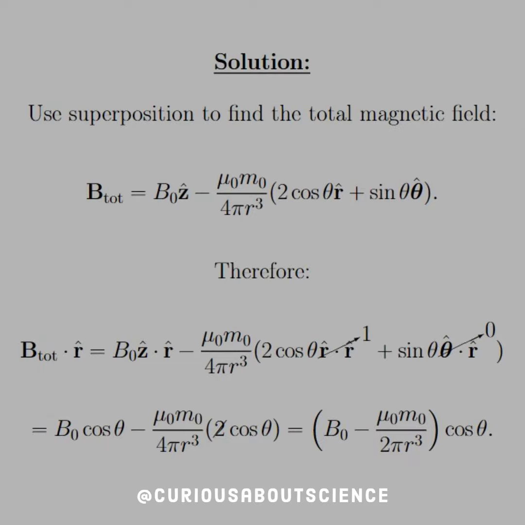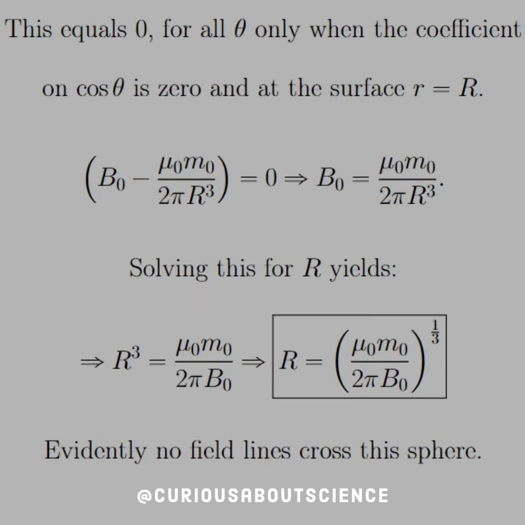Okay, therefore, if we're looking at the origin, we want it with respect to the r vector. So we take the dot product with r hat, and we see that we get some cancellations here. z dot r hat is cosine theta, a typical expression there. r hat dot r hat is 1, and theta hat dot r hat is 0, so we get a cancellation of sign, and we have two expressions with cosine. Factor that out. The next part is a bit of mathematics. But we know that this thing is always equal to 0 for all theta only when the coefficients on the cosine are equal to 0, and that happens at the surface r equals big R.